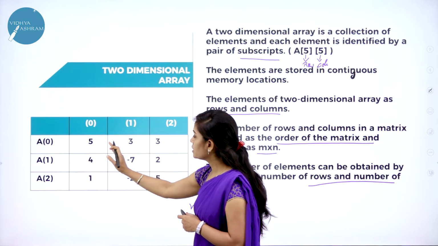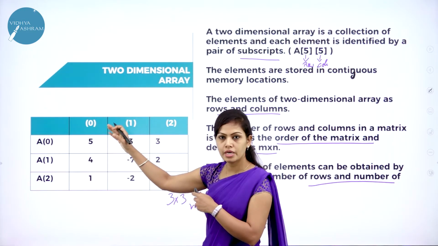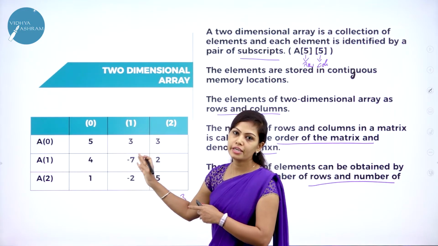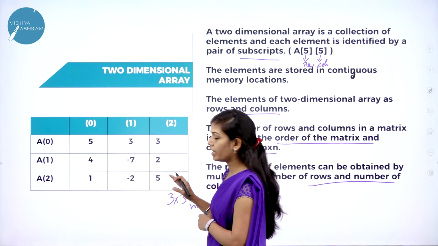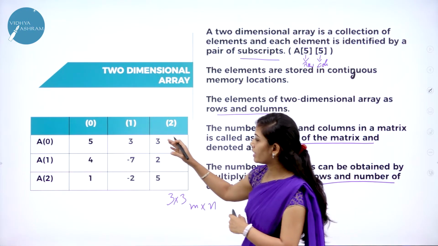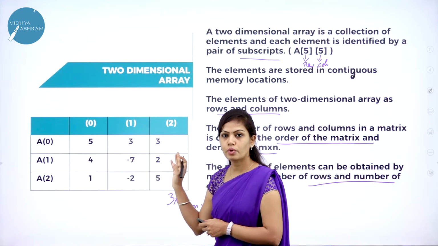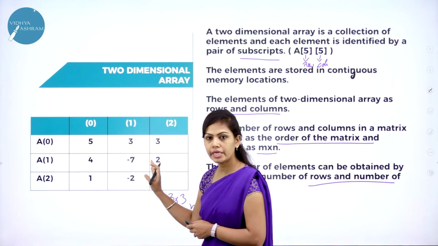This is called a 3 cross 3 matrix. Why is it 3 cross 3 matrix? Because we have 3 rows and 3 columns. We can call it a 3 cross 3 matrix. The order of the matrix is given by the rows and columns. This is one example for a 3 cross 3 matrix.